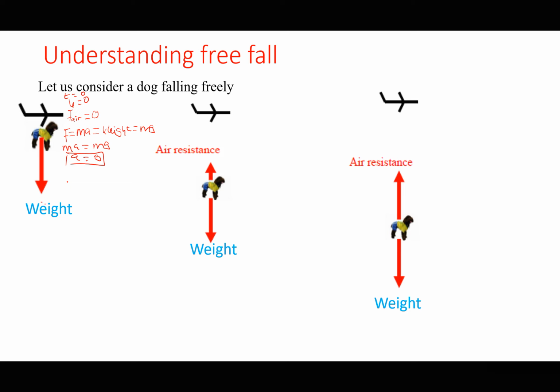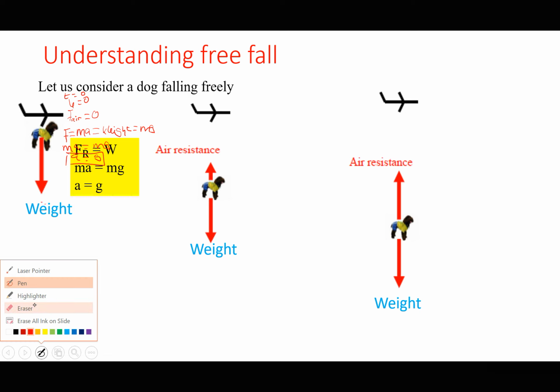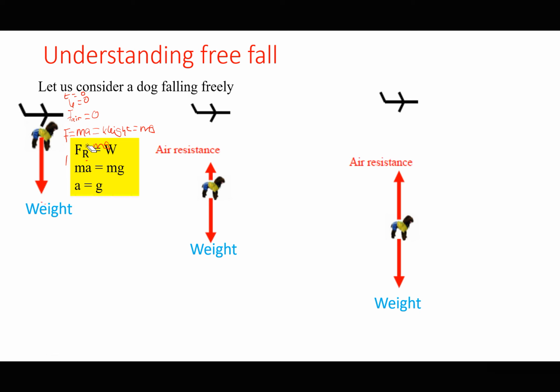So if the motion has just started, then we would say the resultant force acting on the dog, which I'm going to call Fr, R standing for resultant, is going to be the weight. And the weight is given by mg. So at t = 0, when the dog just starts falling off the plane, the acceleration is equal to g, which is 9.81.